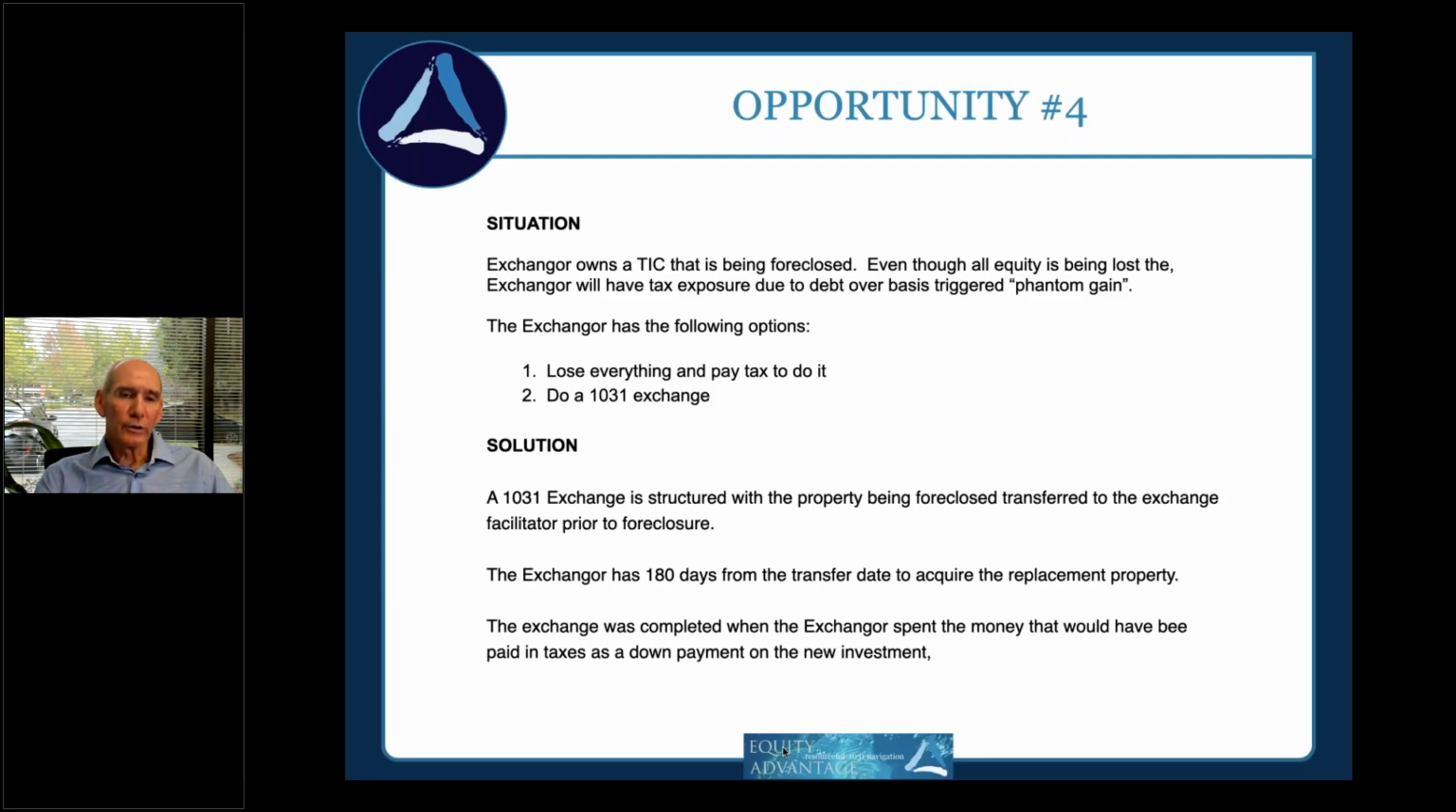Foreclosure, recessionary periods. We've got a situation right now where we've got things going on, and we don't want to have a situation where people are getting properties foreclosed or short sales. Understand, gain has nothing to do with profit. Gain's simply a tax calculation. It's the difference between the adjusted sales price and your basis.